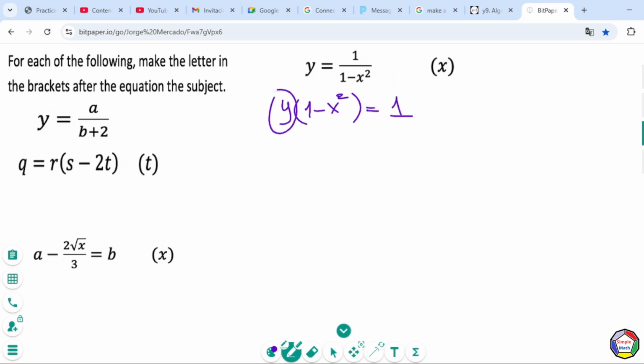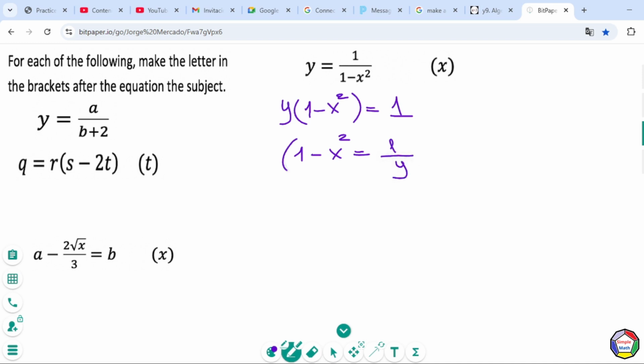Now I'm going to take the y and I will move it to the other side with the inverse operation of y. What is the inverse operation? If you see, y is multiplying the parentheses again. So I will pass to the other side divided. So I have that 1 minus x squared is equal to 1 over y.